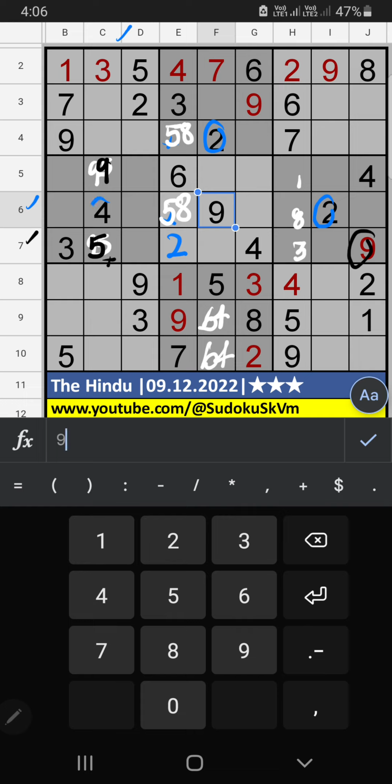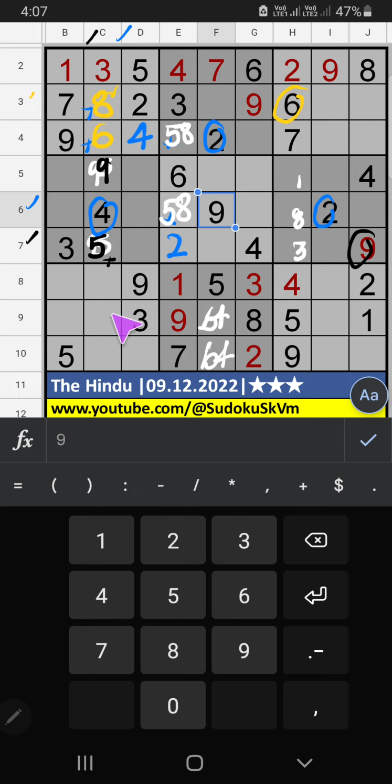Column C, we have 4. So 4 can't come in these cells. Then 4 is confirmed here. 3rd row, in the 1st grid, 2 numbers are remaining, 6 and 8. 3rd row, we have 6. So 6 can't come in the cell. 6 is confirmed here. Then 8 is here.